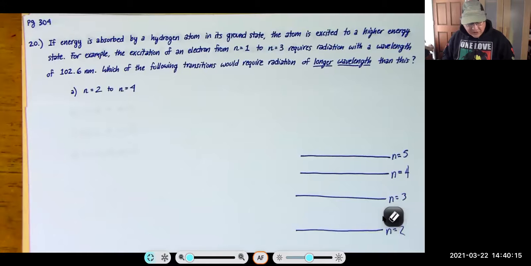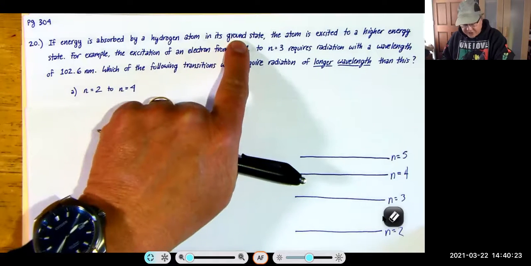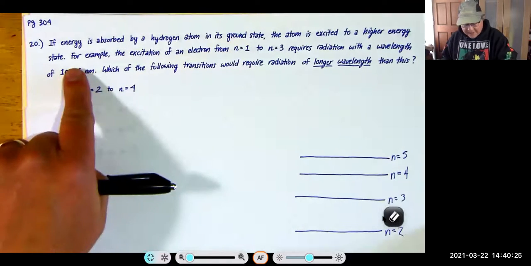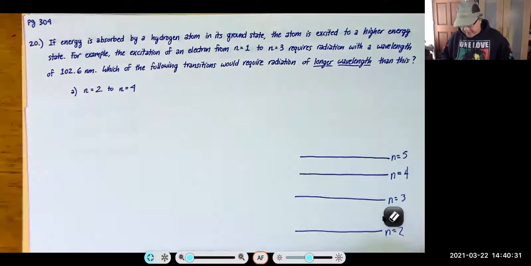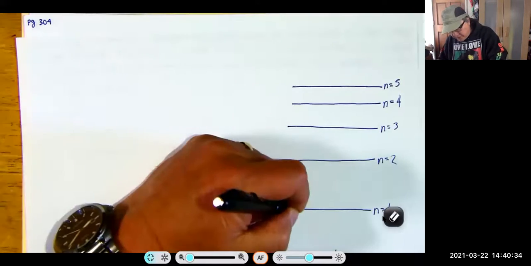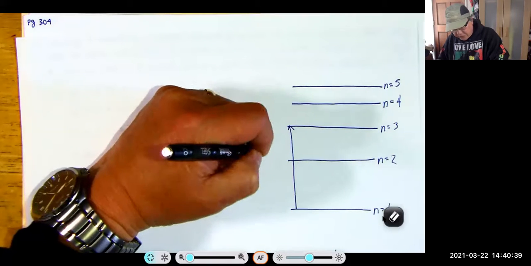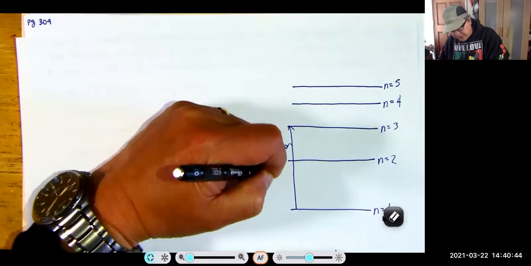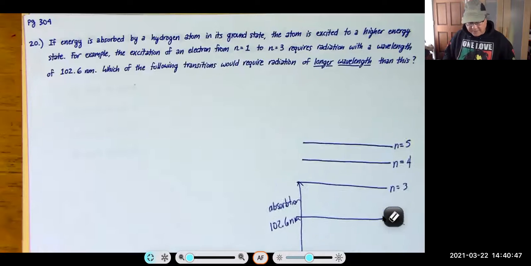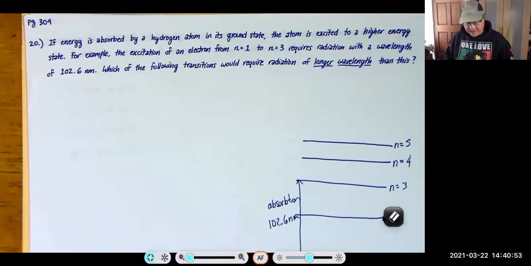Okay, if energy is absorbed by a hydrogen atom in its ground state, the atom is excited to a higher energy level. So the ground state means it starts at n equal 1. For example, the excitation from n equal 1 to 3 requires radiation with a wavelength of 102.6 nanometers. So from here to here, we have to get an absorption of 102.6 nanometers. Okay, so which of the following transitions would require a longer wavelength than this?